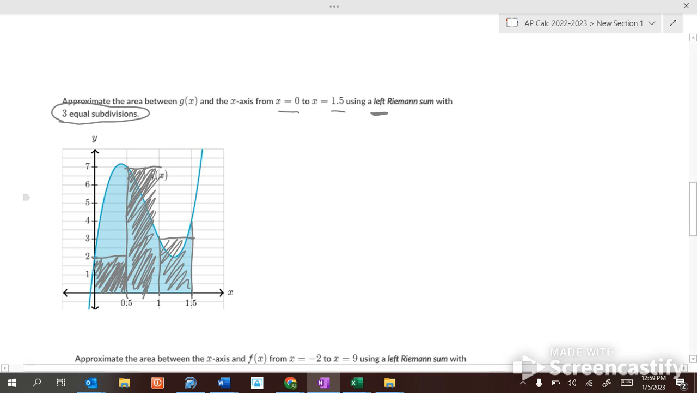Okay? Now, this is 2 times 1/2. This is 7 times 1/2. This is 3 times 1/2. 2 times 1/2 is 1. 7 times 1/2 is 3.5. 3 times 1/2 is 1.5. 1 plus 3.5 is 4.5, plus 1.5 is 6.